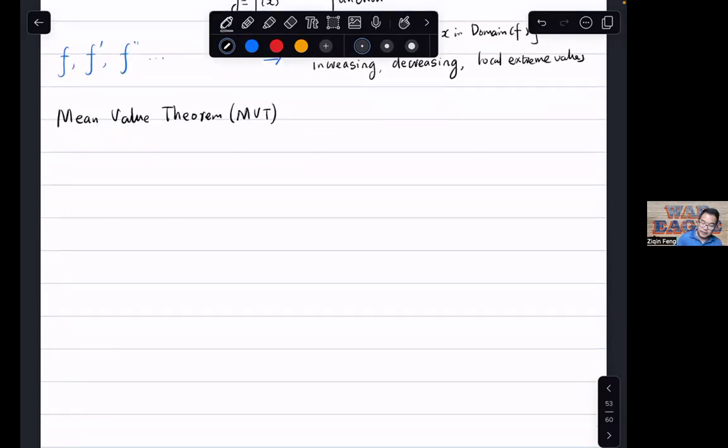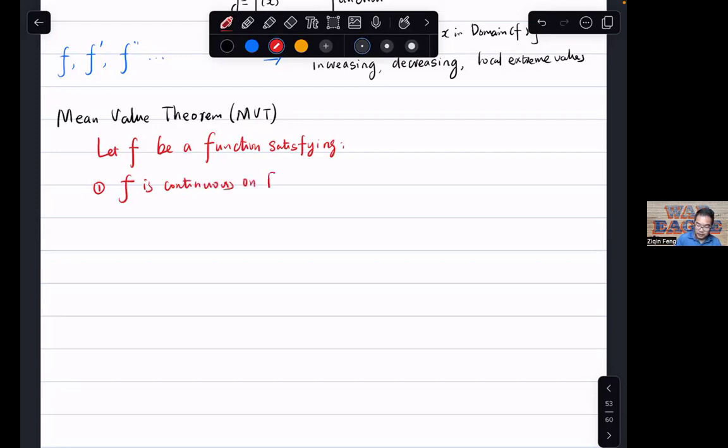So let's say that f here is a function satisfying the following. First one here, f has to be continuous. f is continuous on the interval [a, b], right? This is a closed and bounded interval.